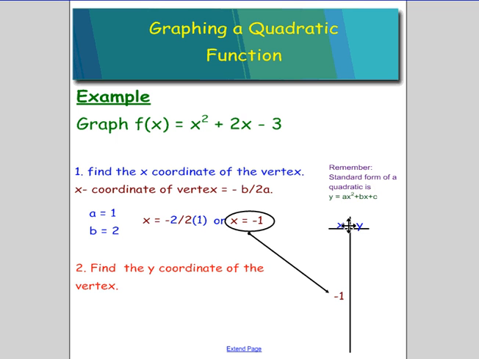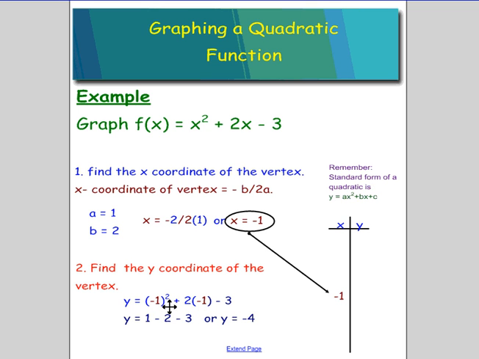And we would plug that into a table of values. Now we need to find the y-coordinate of the vertex. To find the y-coordinate, we're going to plug what we know about the x for the vertex, which is negative 1, back into this function, and then we solve.